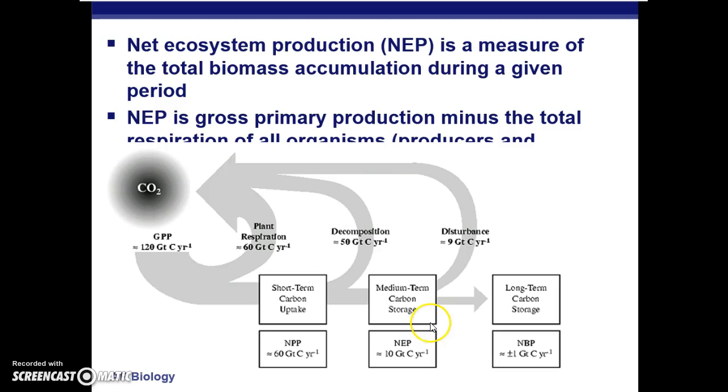And then there's actually a third loss that occurs, but we're not going to focus on that, and our textbook doesn't look at that. But basically it's just talking about when you get any sort of disturbance that also messes up the carbon storage of an ecosystem.